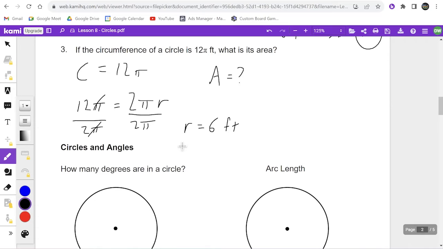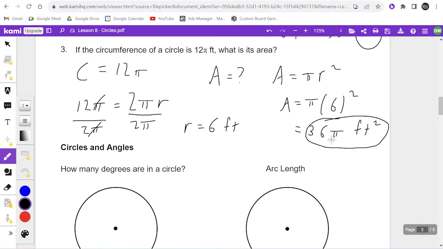So now, once you have the radius, you can easily find the area, because area is pi r squared. Just plug in 6 for r. Area equals pi times 6 squared, and so you'll get 36 pi. Oh, and the units are feet squared, because it's an area. Any questions there?